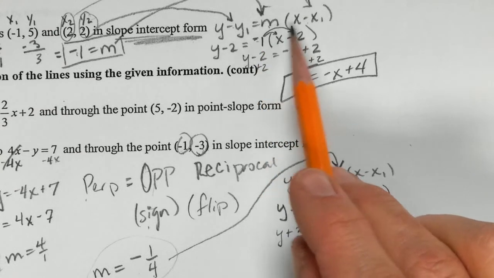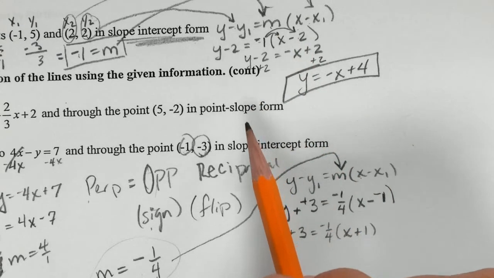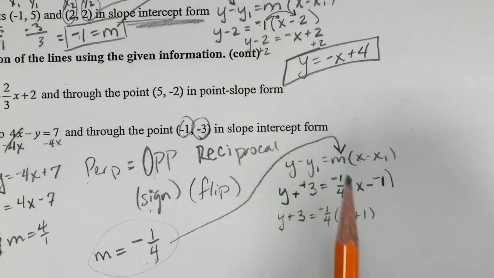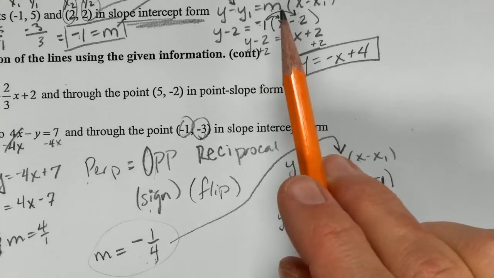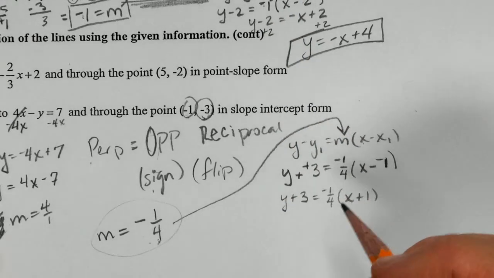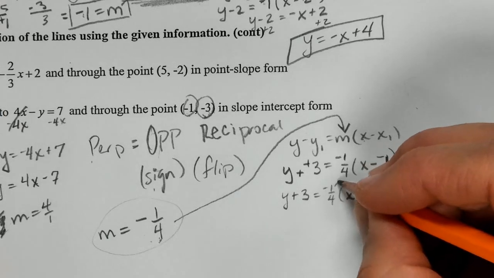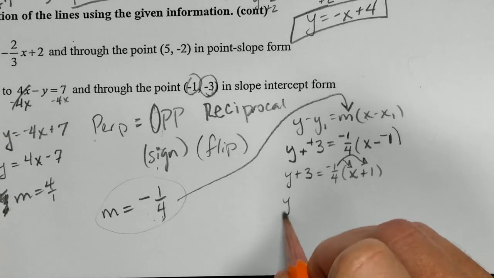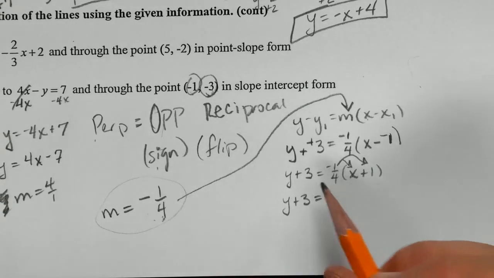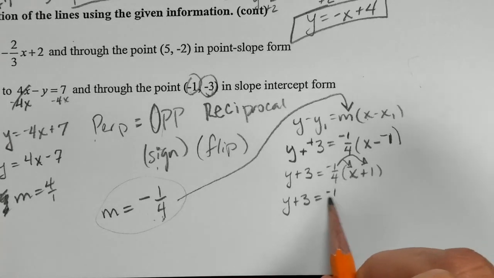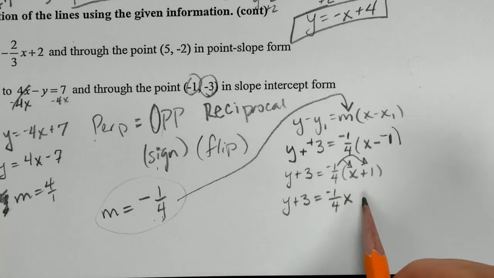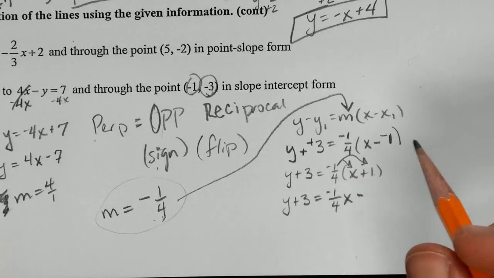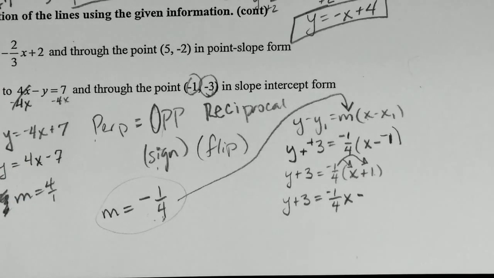What was our first step, Aiden? What did we do? Right, so I said distributed, which means to multiply, so you're exactly right. So we're going to do the same thing down here. This is a negative 1/4 multiplied to that and to that. Help me rewrite this. I've got y plus 3 equals what? Negative 1/4 x, great. And then minus, anything times 1 is what? Itself, right? Okay, so minus 1/4.